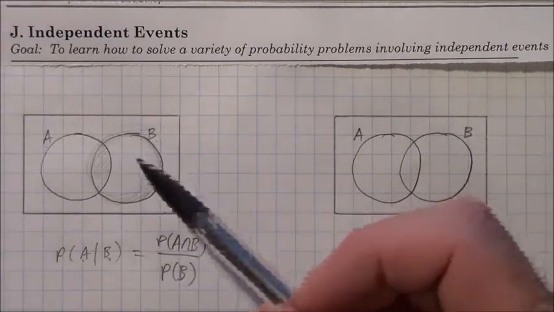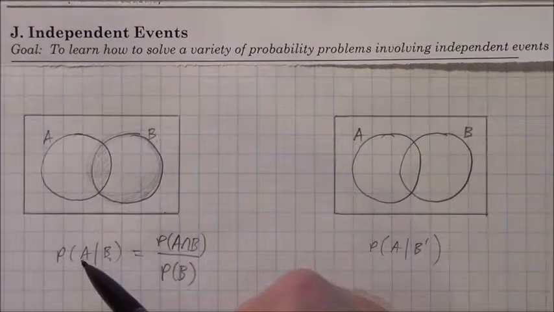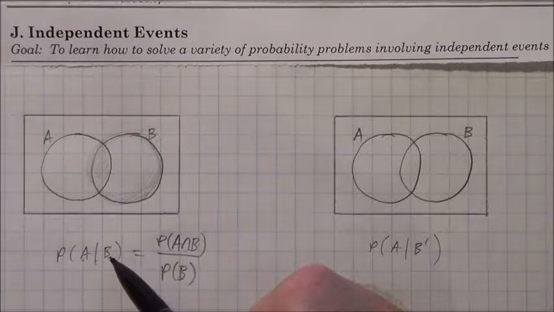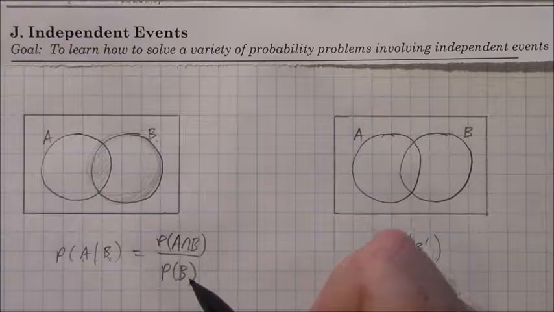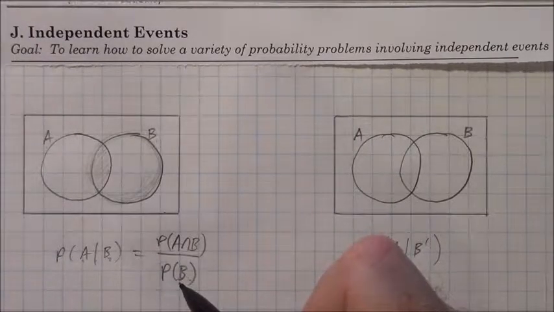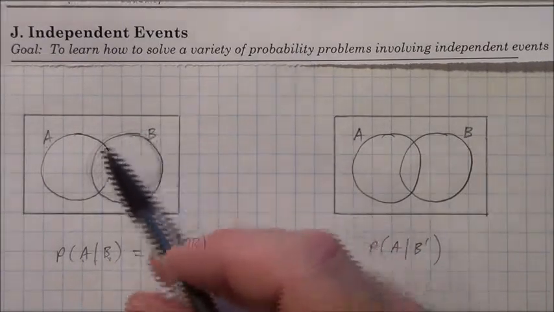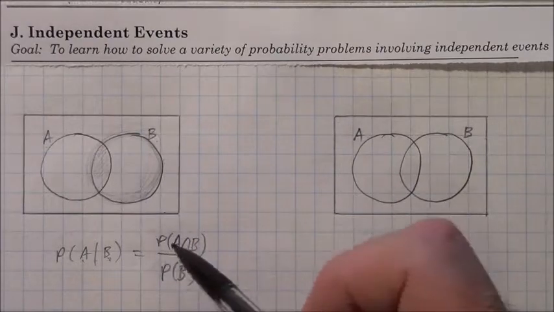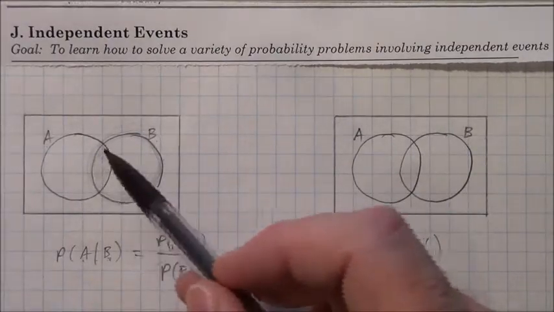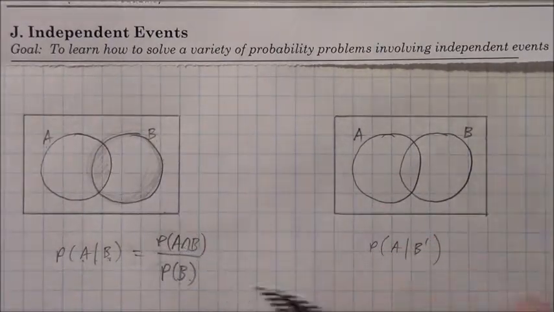So the probability that A occurs given that B has already occurred: we know B has already occurred, so we know that probability, and then from that probability we see what the probability is that A occurs, and that's the intersection of A with B.